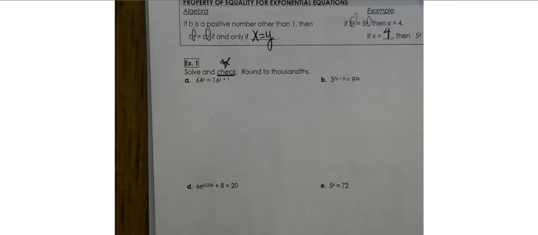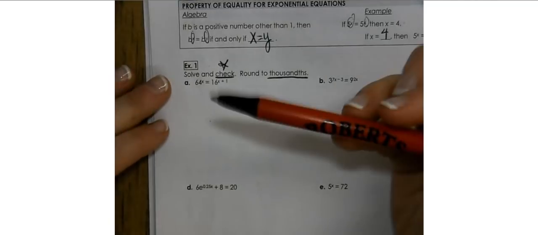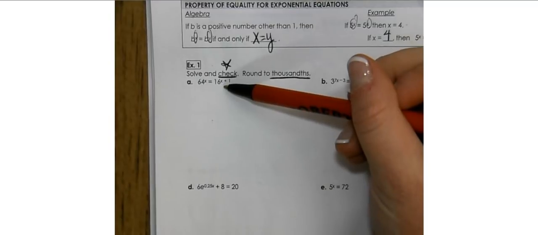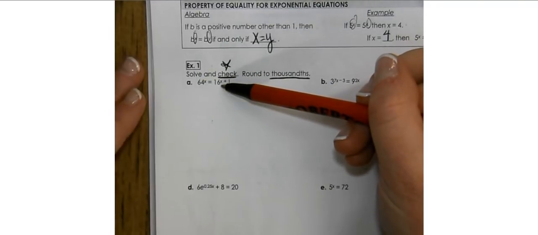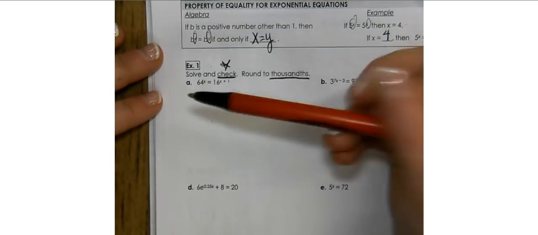You'll need to solve and check each of these equations, and a lot of our answers will be decimals, so we'll have to round our answers to the nearest thousandth if necessary. So that's 3 decimal places. So I'm going to look at 64 and 16. And what I know about 64 and 16 is that 64 is a perfect cube and 16 is a perfect square. I know that I can rewrite 64 as 4 to the 3rd power.